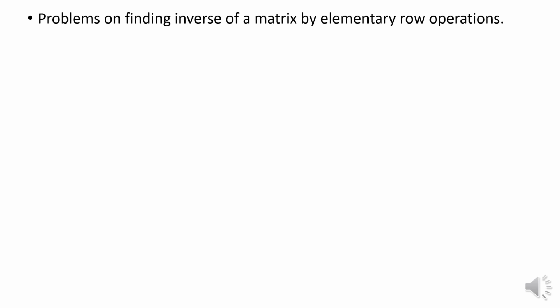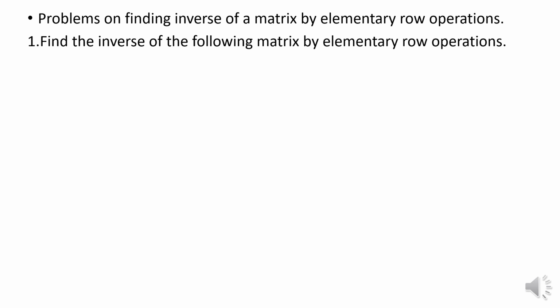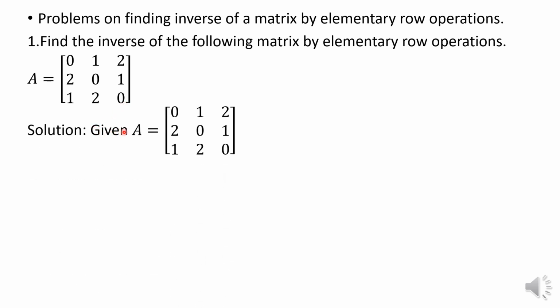Let us see some problems on finding inverse of a matrix by elementary row operations. Find the inverse of the matrix by elementary row operations. In the examination, they are going to ask you like this: find the inverse of the following matrix by using row operations. The first problem is A is equal to the 3 cross 3 matrix 0 1 2, 2 0 1, 1 2 0. This is the matrix A. Now the solution: first write down the given matrix. A is equal to 0 1 2, 2 0 1, 1 2 0.